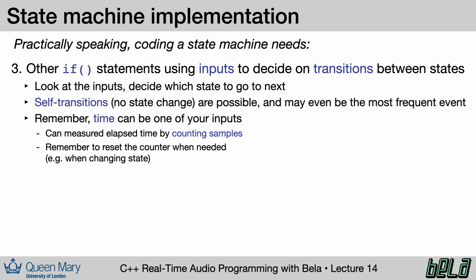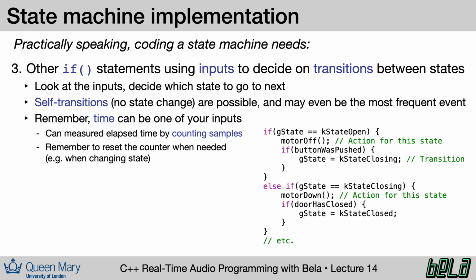Implementing the state machine also requires a further series of if statements, which are going to look at the inputs to the system. The inputs will determine which transitions take place between states. The idea is that we'll first look at what state we're in, and once we've done that, we'll use the if statements to check the inputs and decide whether a transition needs to take place. If no transition takes place, then what happens is what's called a self-transition, which means that we end in the same state that we started in. This may in fact be the most frequent event in most interactive systems.